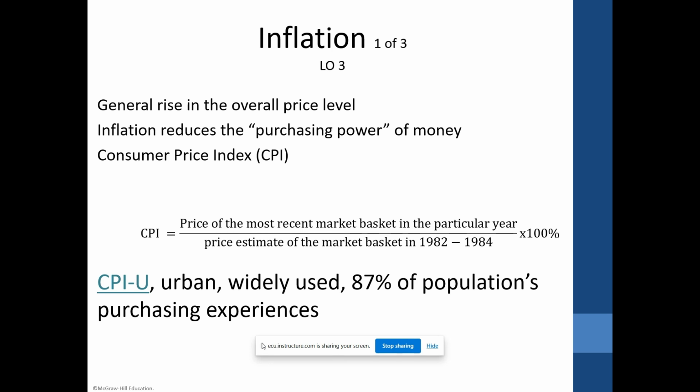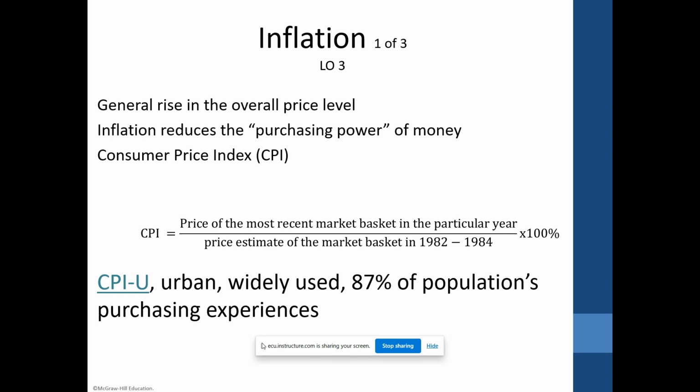Inflation indicates a general rise in the overall price level and a reduced purchasing power of the same amount of money. Not all prices rise at the same rate, and some may stay constant while others fall. Reduced purchasing power means that each dollar of income will buy fewer items than before.